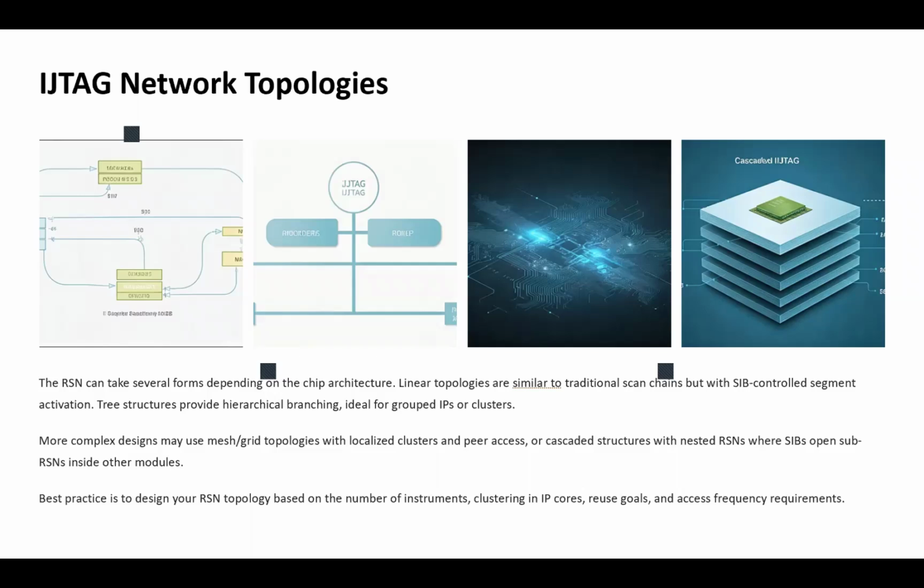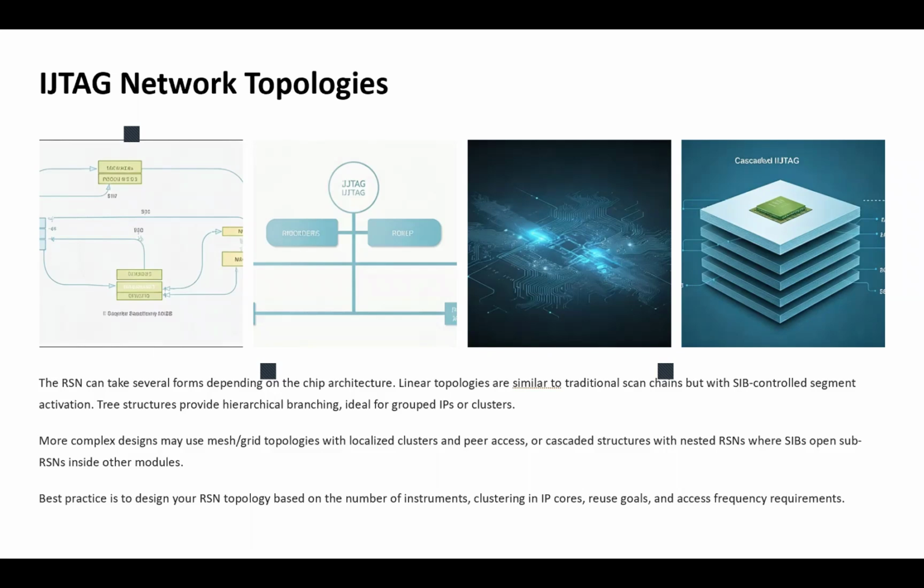Now, we also can have the cascade structure with a nested RSN. That cascade structure includes subnetworks inside modules, and the SIBs can activate the entire internal RSN that is nested within the bigger scan network. Okay, so think of this as a network within a network.